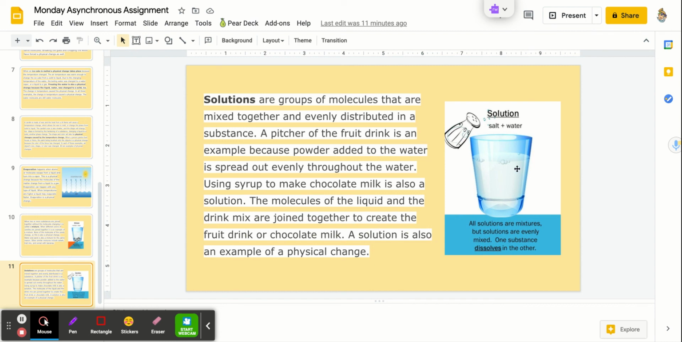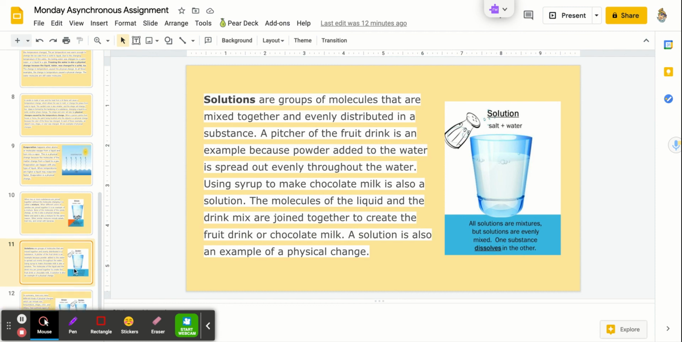So salt and water kind of mix together. It dissolves in the water, so you won't be able to see the salt anymore. So they mix together, but it's still a physical change. So when something dissolves in something else, like salt or sugar, like putting sugar in coffee, when they completely kind of dissolve into each other, that's a solution.